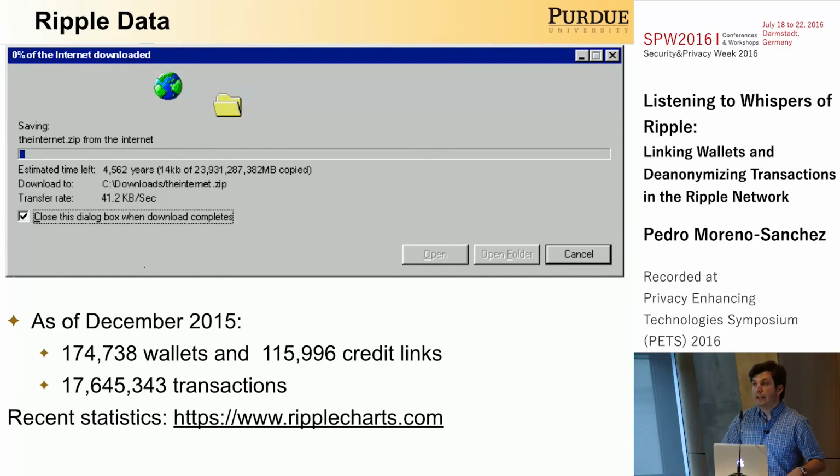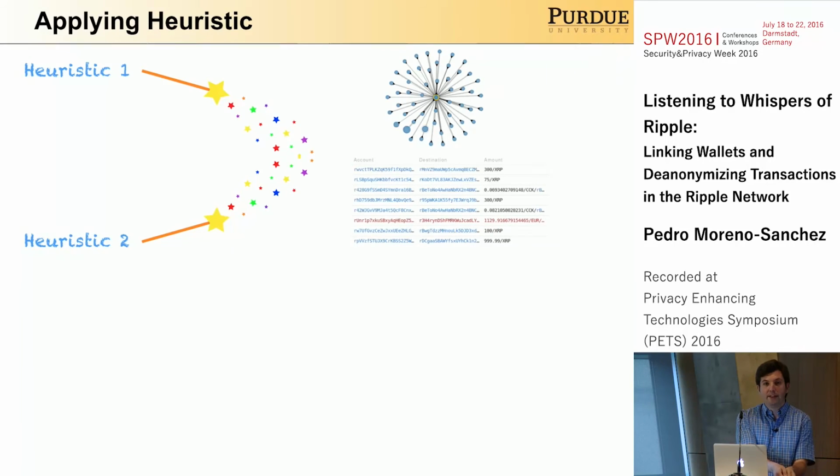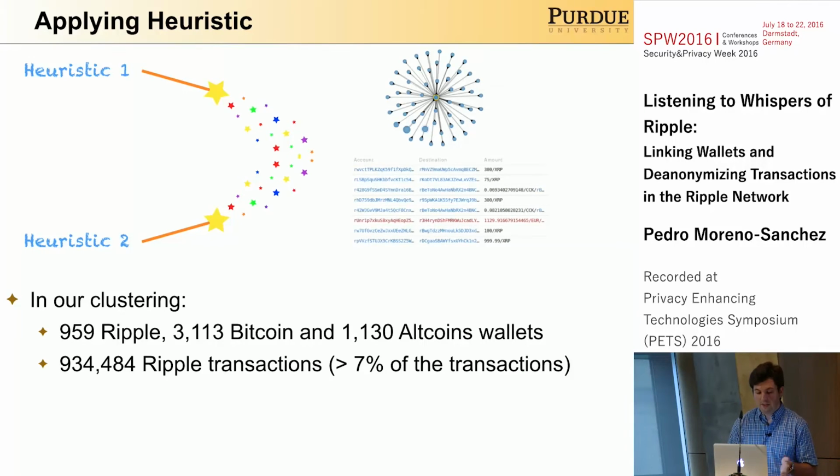Once we got the data, next step, take our heuristics and apply them into the Ripple data that we got. In our clustering process, we ended up with having almost 1,000 Ripple wallets, a bit more than 3,000 Bitcoin wallets, and a bit more than 1,000 altcoin wallets. For those of you who don't know, altcoin here means all other cryptocurrencies apart from Bitcoin. Our cluster wallets were part of almost 1 million Ripple transactions, and these constitute more or less 7% of all the transactions in the Ripple network.